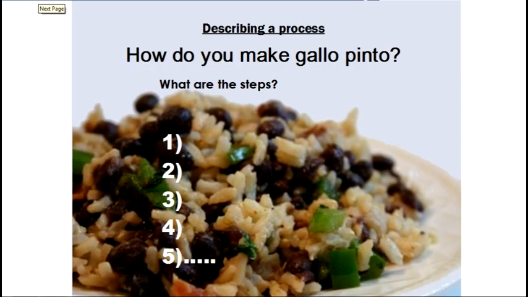Now, let's talk about the topic today, using the passive voice for describing a process. Okay? Now, I want to ask you, how do you make gallo pinto? What are the steps? There are many steps to making gallo pinto, but what about the first step, or the second step, or the third step? What do you do? Or what needs to be done? So, maybe many of you are thinking that the first thing you need to do is this.